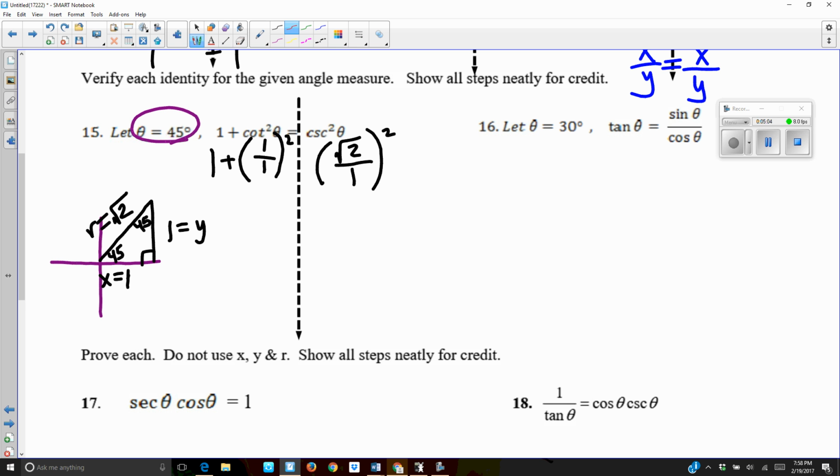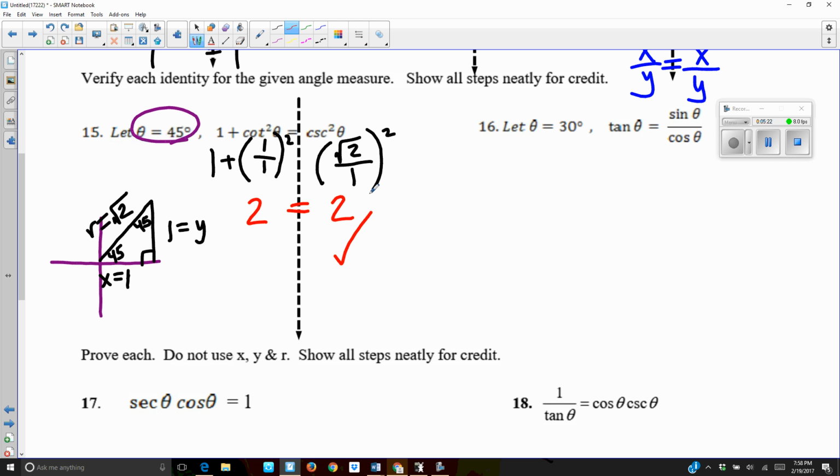So we simplify the left side. 1 plus 1 squared is just 2. Simplify the right side. If you struggle simplifying this in your head, just put that in the calculator exactly like it looks. That side should also give you 2.